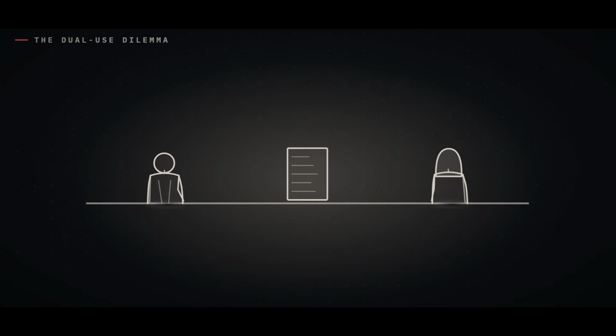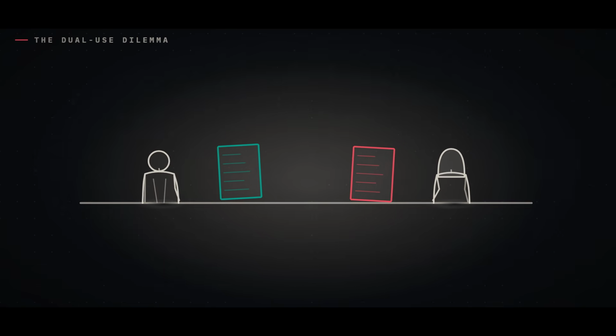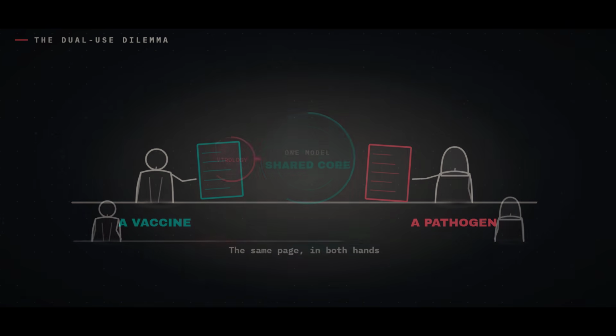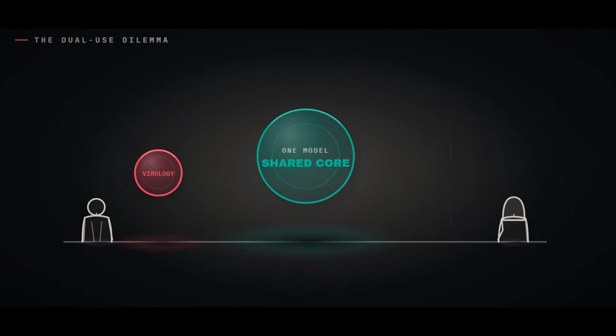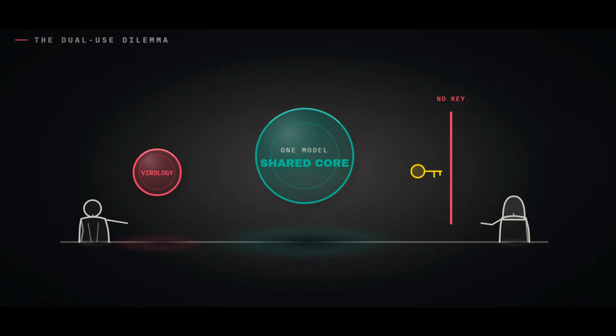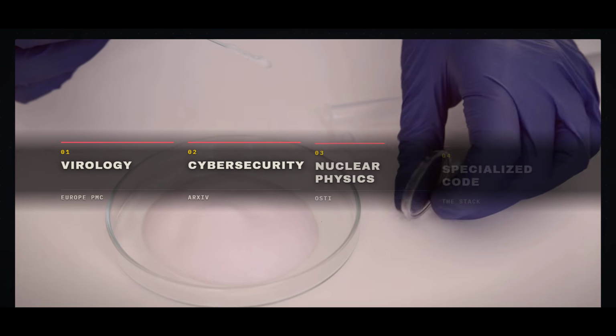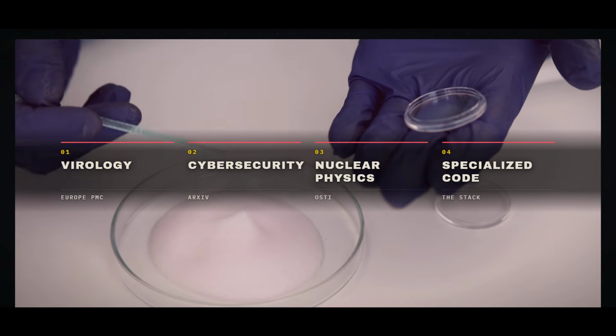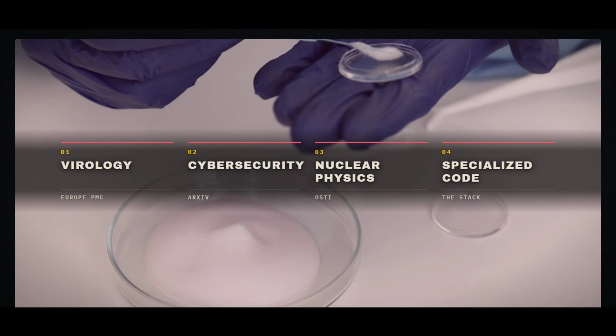A vaccine scientist and an attacker can ask an AI for the same facts. The answer that saves a life can also help build the threat. Now imagine training that AI once, locking the dangerous knowledge inside the removable part and deciding afterwards who gets the key. That problem is bigger than virology. It appears in cybersecurity, nuclear physics, and specialized code that should never leave one company.